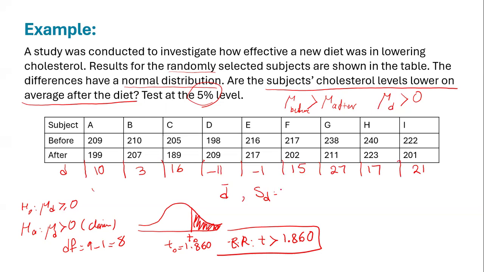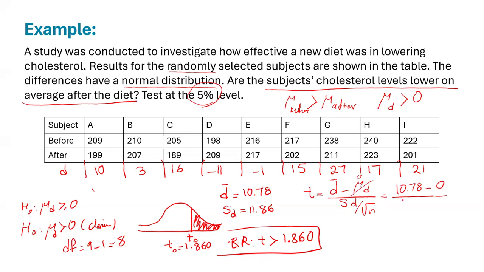And I get that the mean is 10.78, and the standard deviation of these values is 11.86. After finding the mean and the standard deviation, now it's time to find the test statistic. So write the formula for the test statistic. You know mu sub d is always 0. So d bar, which is 10.78, minus 0, over the standard deviation over the square root of n, which is 9 pairs. And after finding the test statistic, we get 2.727.